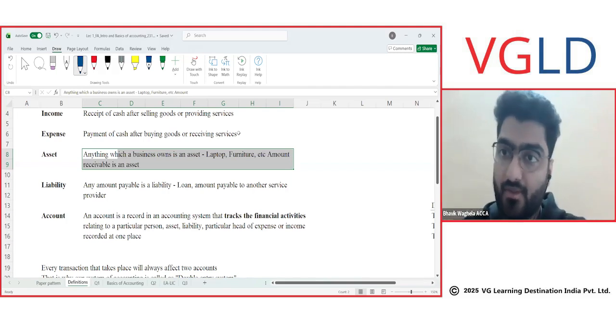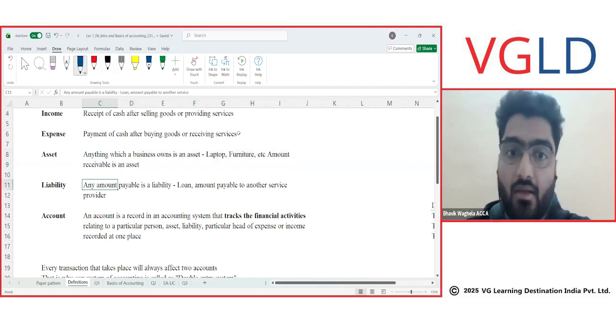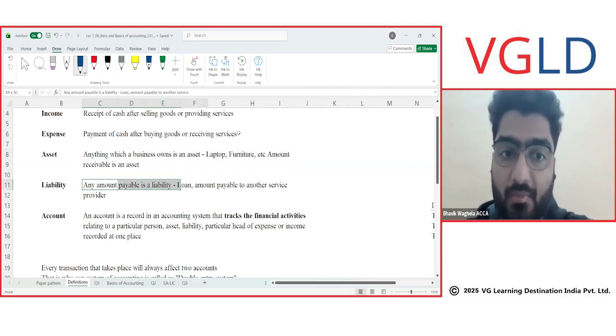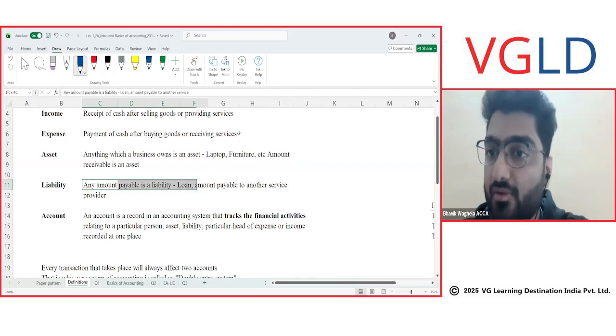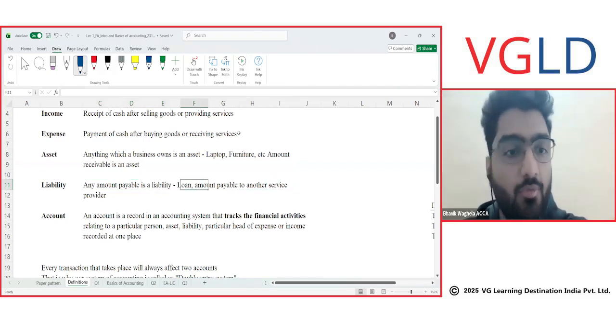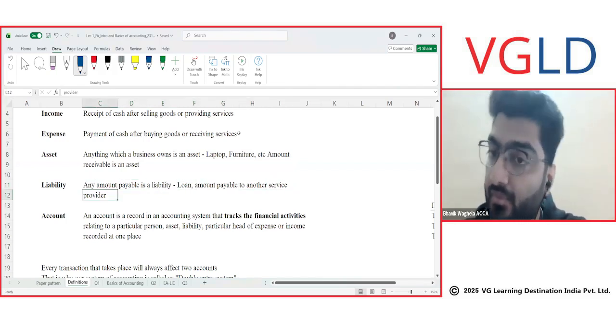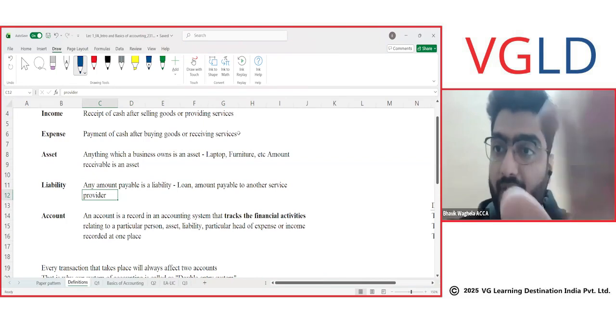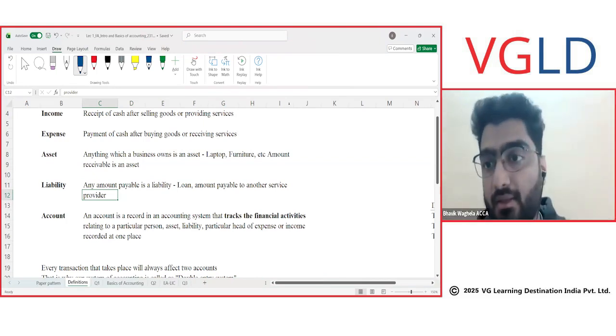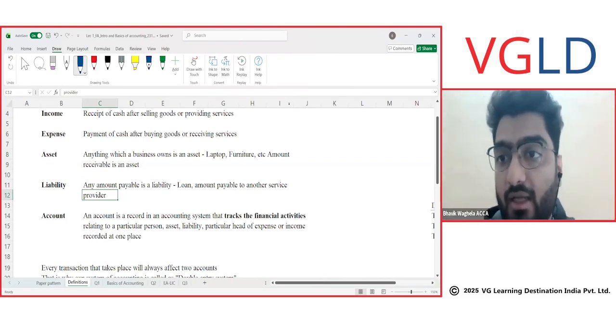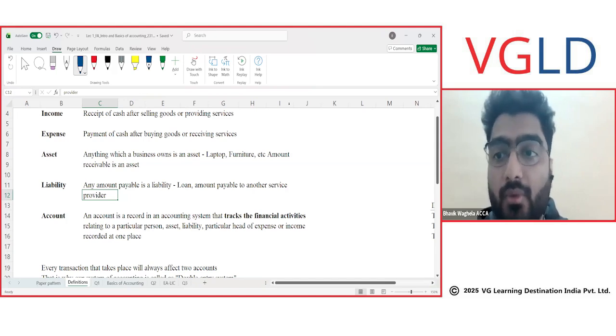Liability. Any amount that is payable is a liability, something that you are yet to pay. An example is a loan, or an amount payable to another service provider. Everyone understood liability? Anything that is payable is your liability, something that you are bound to pay.